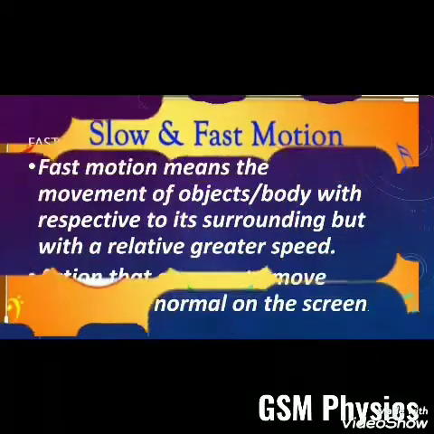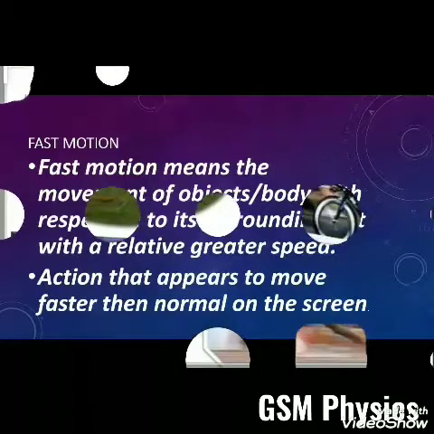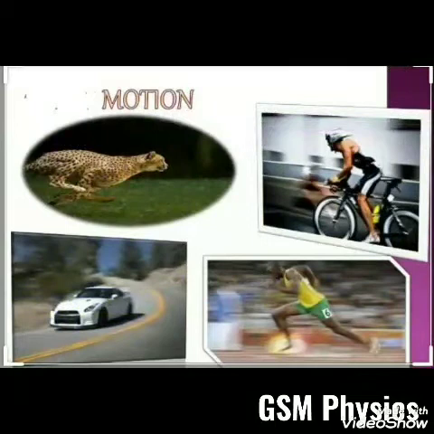Fast motion. Fast motion means the movement of an object or a body with respect to its surroundings but with a relatively greater speed. It is action that appears to move faster than normal on the screen. There are some more examples. The cheetah runs fast, the athlete runs fast, and the car rider and bicycle rider ride faster. These are the fastest motions.